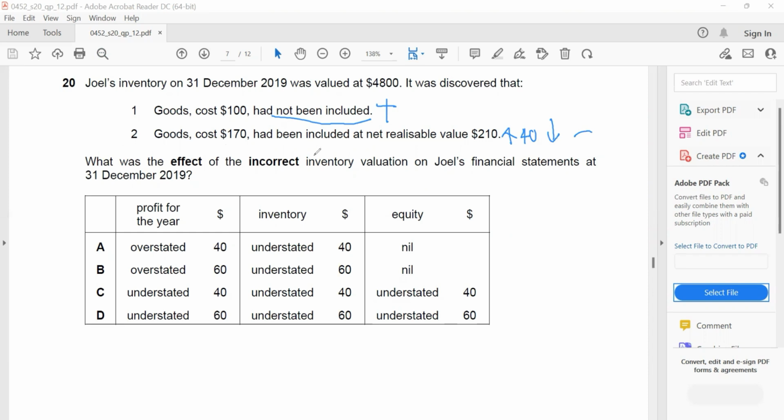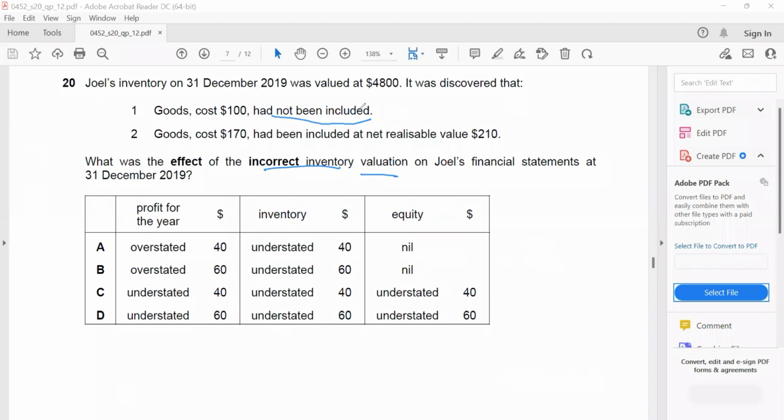What was the effect of the incorrect inventory valuation? They didn't ask for the adjustment. They want to know what is the effect. So this one, goods cost has not been included. So what is the effect? So we don't use plus or minus, it makes you confused. I explain it.